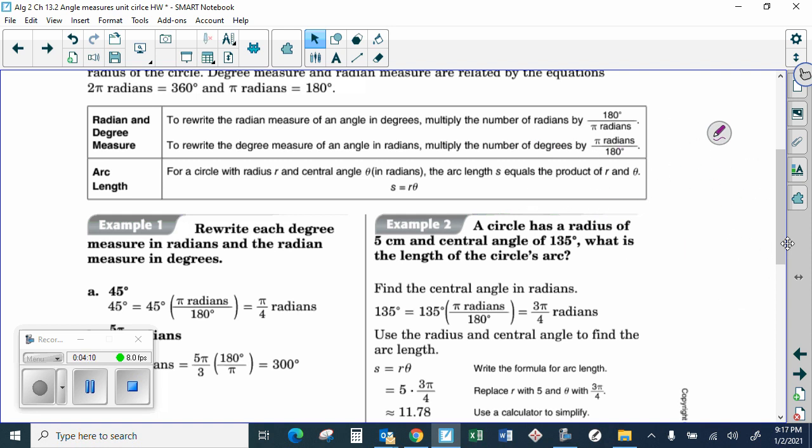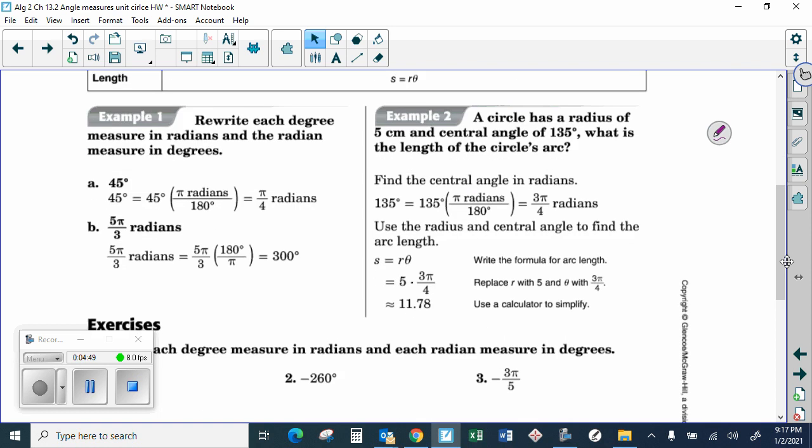Lastly, arc length for the circle. For a circle with radius r and the central angle theta, and this is in radians. So if it's not radians, I've got to first convert to radians. The arc length S deals with radian measure, doesn't it? Radians is the distance around the circle, or arc measure. So when I say the radius times theta, that means if it gives me degrees, I have to change it to radians and multiply by the radius, and that will be the arc length.